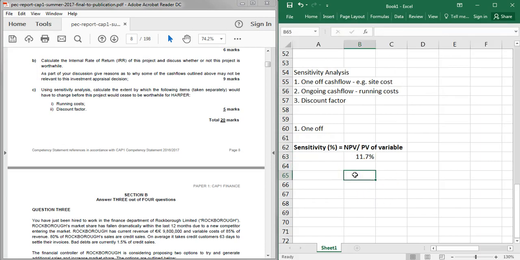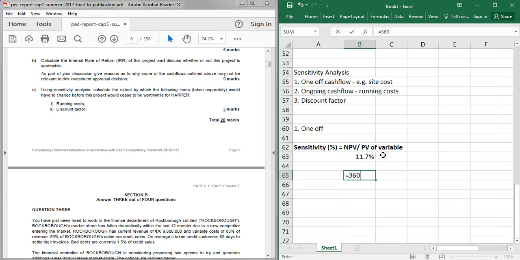So what does that mean? Now, we weren't asked this one, but it's useful to understand. When you have a one-off variable, typically at time 0, it's pretty straightforward. You get the net present value divided by the present value of the site cost. So what's that saying? It's saying that the site cost can go up by 11.7% before the NPV turns negative. That's what it means. So it means the site cost can go up by 12% before this project ceases to be worthwhile. And that's a very useful one to know, particularly, for example, now we have rising property prices.